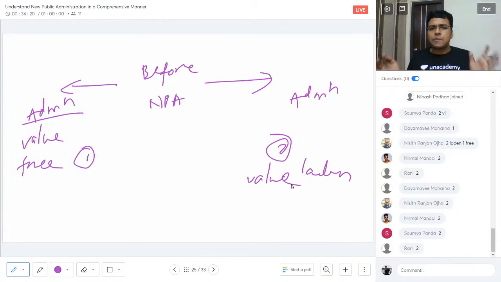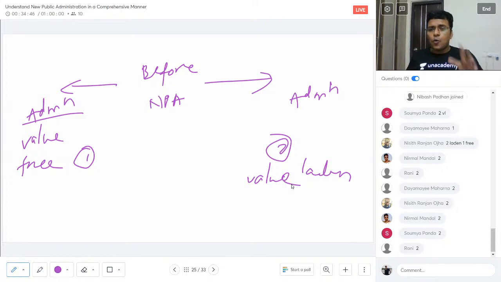So it's a very simple concept. Before NPA, the administration was what? It was value free. It means administration has no concern about anyone. It just does its work. So there is riot, there is an unemployment problem, there is food scarcity, because administration is not giving special concern to the poor people.